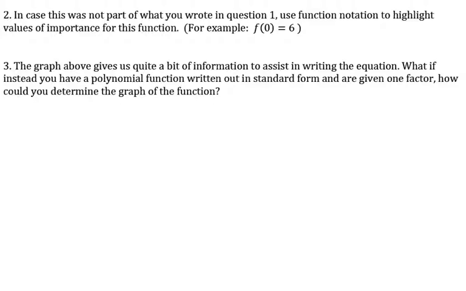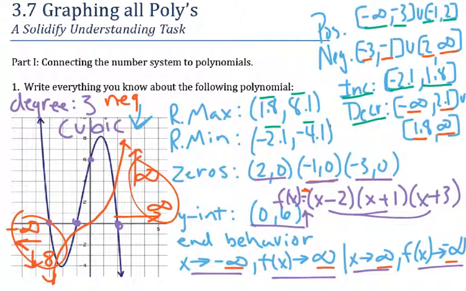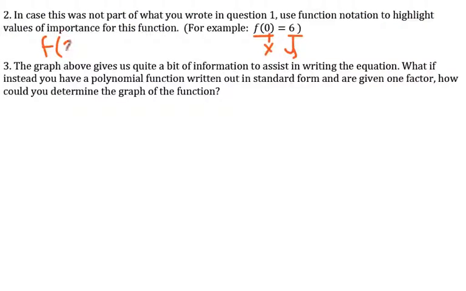Okay, what does f of 0 equals 6 mean? Well, that means as the x value is 0, the output, the y value, is 6. That's our y-intercept. So we could do the x-intercepts, right? We could write f of 2 equals 0. f of negative 1 equals 0. Okay, the maximum and the minimum you could write just like that. Just kind of as the ordered pair but in function notation.